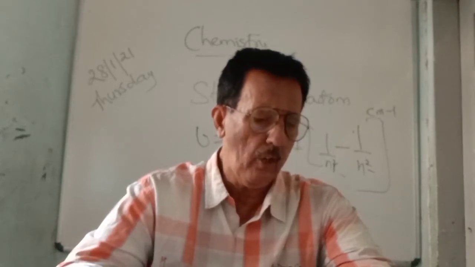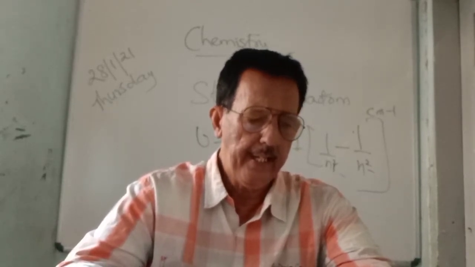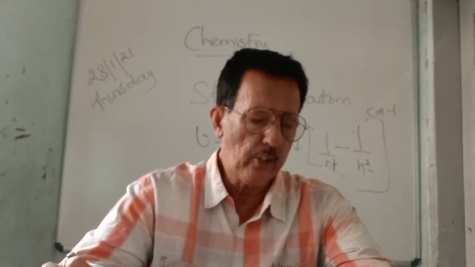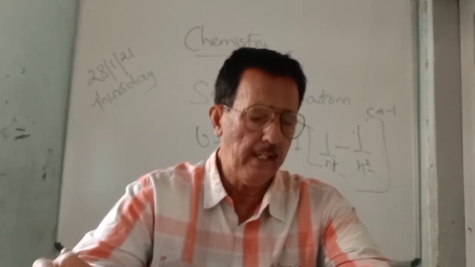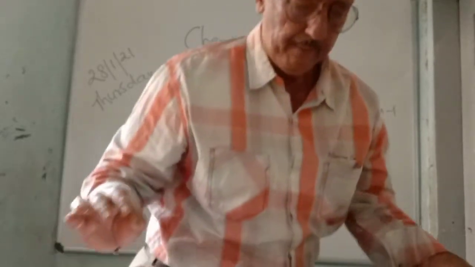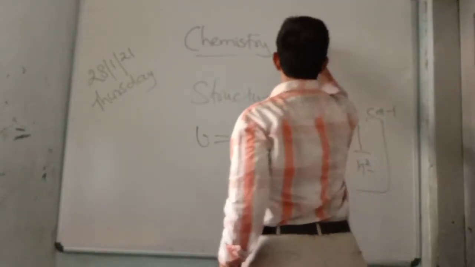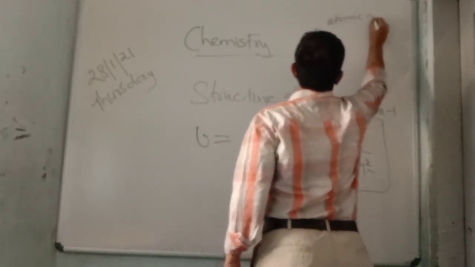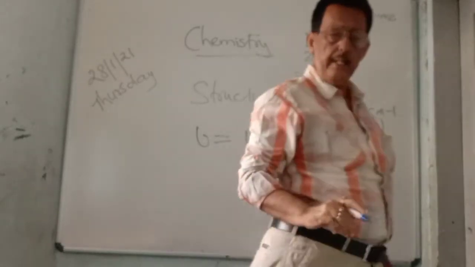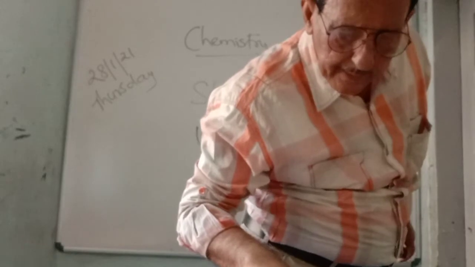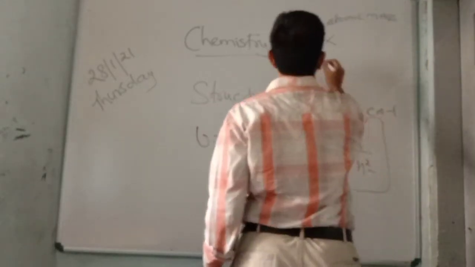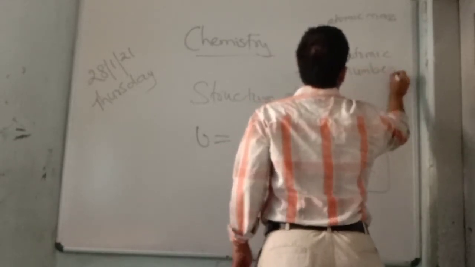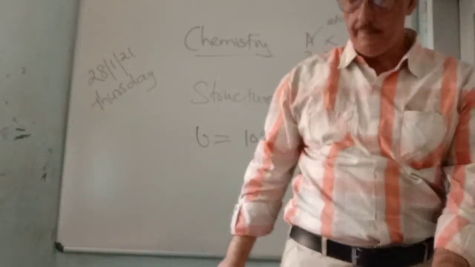The composition of an atom is represented by A, Z, X, with A written above Z. A is the atomic mass number, and Z is the atomic number.